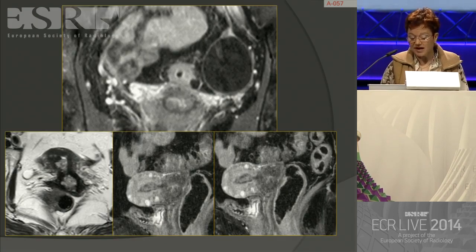However, in this patient, why? Because she had this cyst, she also underwent MRI, and you can nicely see the polyp here, and also the submucosal leiomyoma. She also has this benign serous cystadenoma.